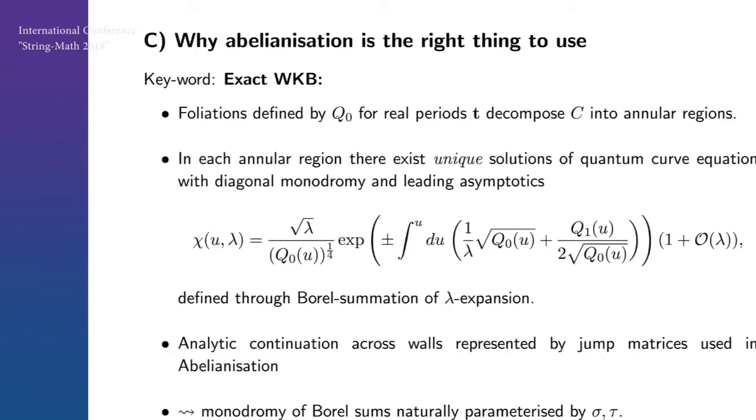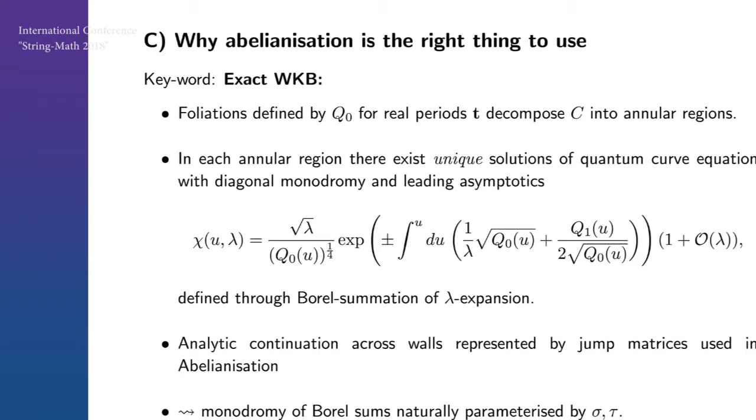Good. I promised a few remarks on the question why abelianization is the right thing to use. I won't have the time for a very detailed discussion, but let me say the following. Well, the keyword is exact WKB. When we have real periods T, we get what is called the Fenchel-Nielsen network, which decomposes into annular regions as we exploited before. So that's what we consider.